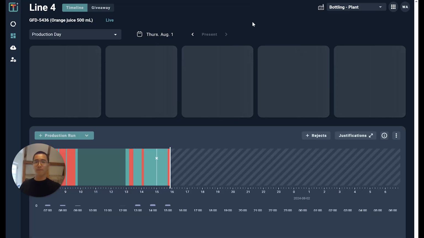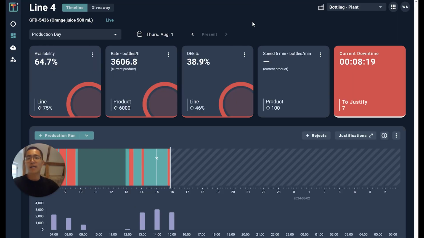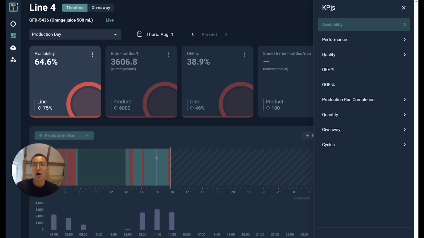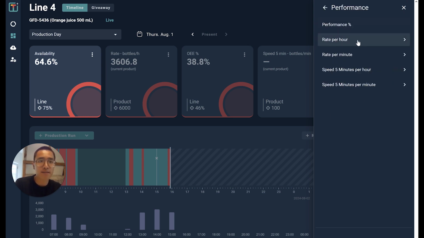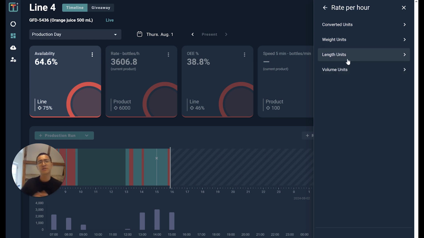So let's go back to line 4. What we see right now is the rate in bottles per hour. What I want to showcase here is if I want to change my tiles and put tiles of rate but in other units, I can go back here. The rate is under the performance tab, under the rate per hour. We're going to stay on rate per hour, and then I'm going to go to the converted units. As you can see, you have weight, length, or volume. In our situation, length or weight does not apply, and volume would be the one if I wanted to go in liters per hour.